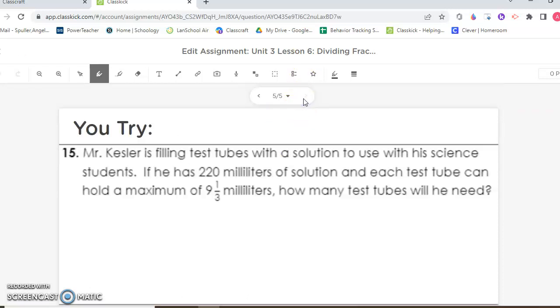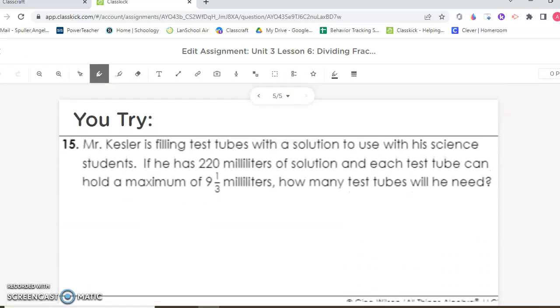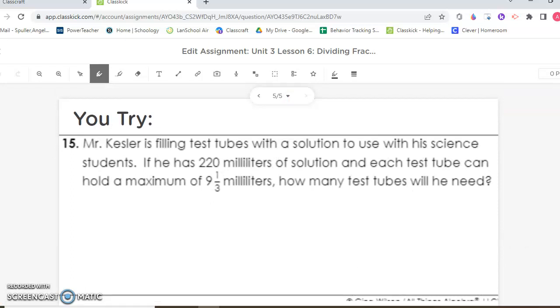Okay. Now, there is just one story problem here. Mr. Kessler is filling test tubes with a solution to use with his science students. He has 220 milliliters of solution, and each test tube can hold a maximum of 9 1/3 milliliters. How many test tubes does he need? Well, this is where you've got to kind of start looking into it. Okay, to do that, I want you to pause the video and try this out.